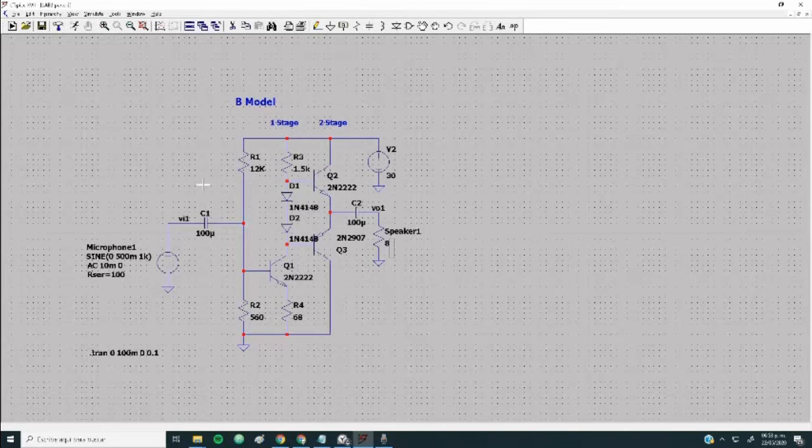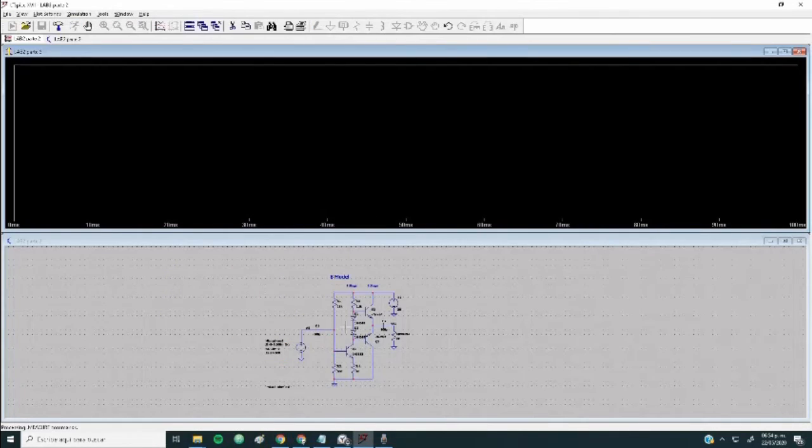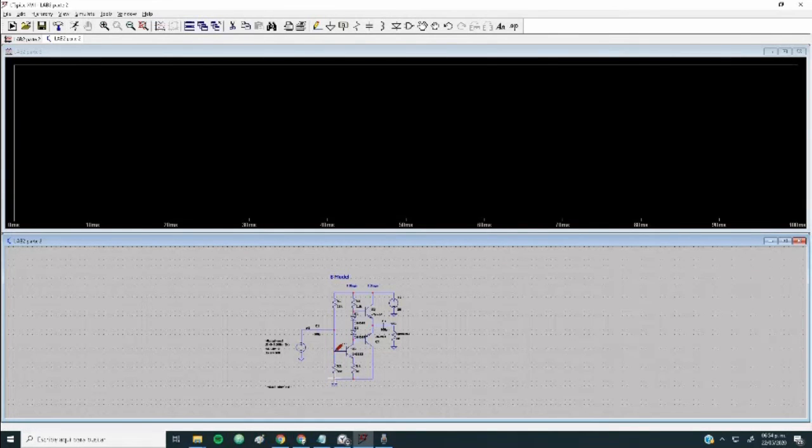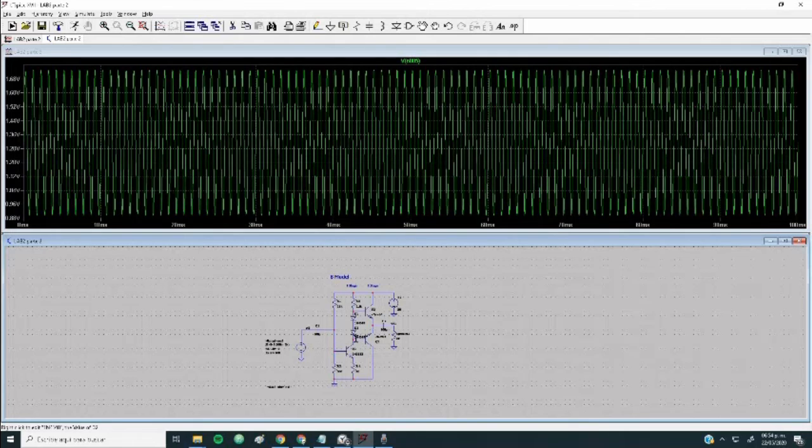In the first stage of the amplifier, we have a common emitter BJT configuration. This BJT transistor, Q1, is biased using R1 and R2 resistors. These two resistors create a voltage divider bias. The input signal is applied at the base of the transistor, and the output signal is taken from the collector. This output signal supplies the second stage of the amplifier. Now I'm going to run a simulation to see the amplification of Q1. This is the input signal, and this is the output signal.